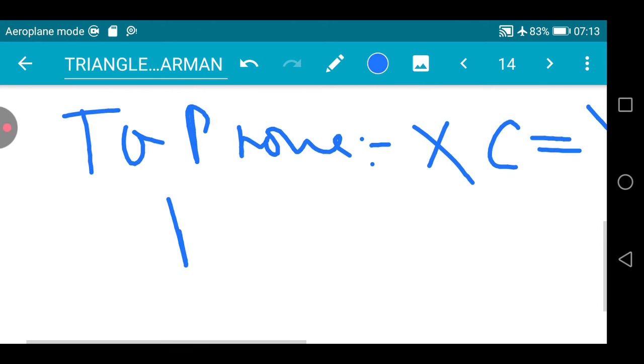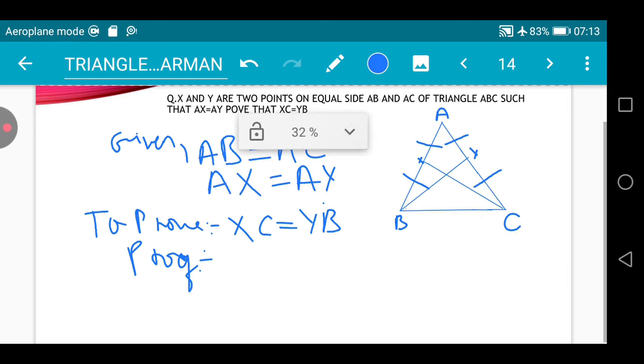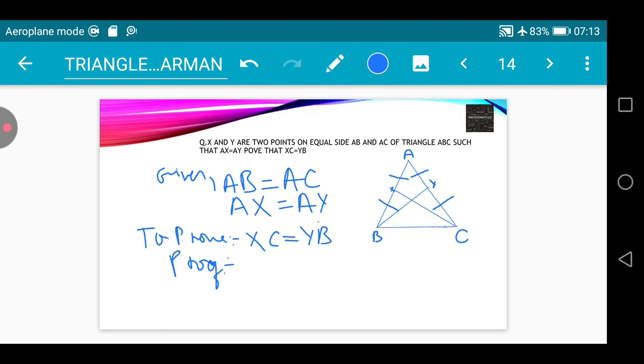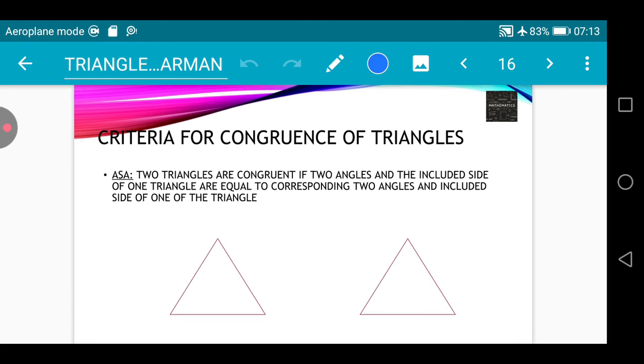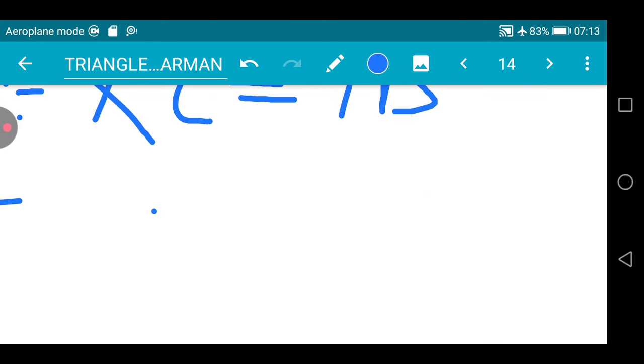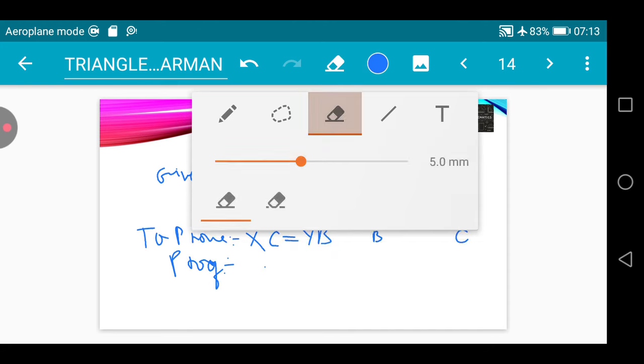Now the proof. If you have to prove XC equal to YB, what do you have to prove? If we make two triangles, ACX and ABY, and prove them congruent, then we can say XC will be equal to YB by CPCT. So let's do it. I am doing it on the next page.